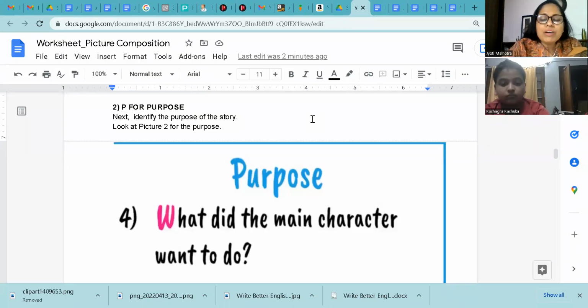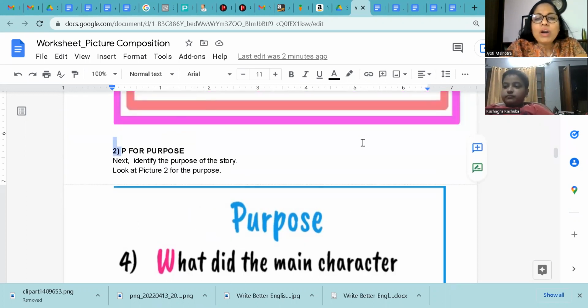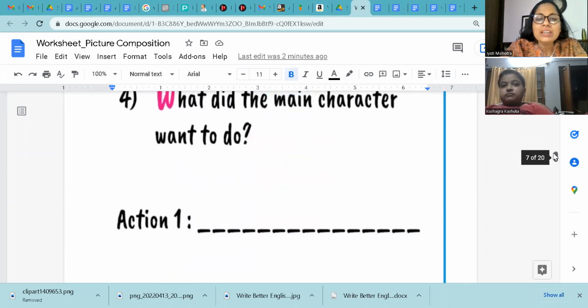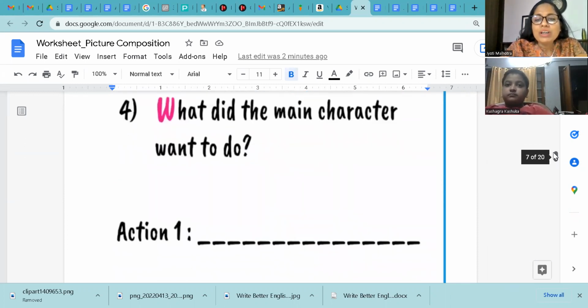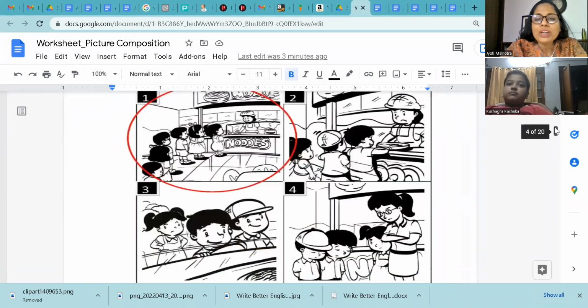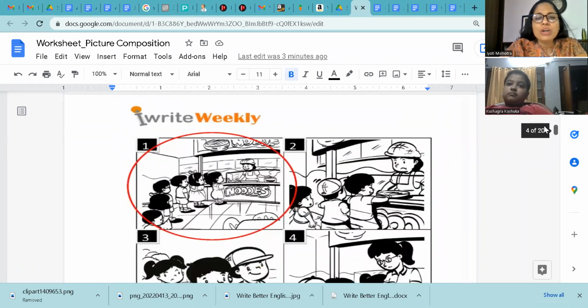Listen, after you have noted down the setting, means in your mind, you have thought and made some points about setting. After that, you come over to the next word, that is P. P stands for purpose. What is the meaning of purpose? Let's understand. What did the main character want to do? Tell me.